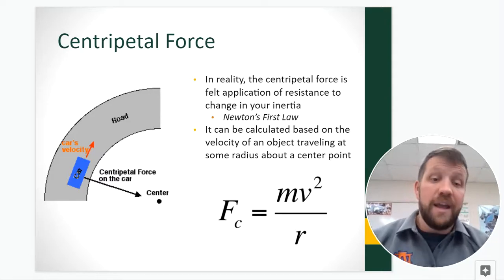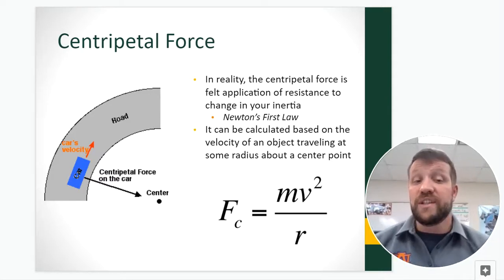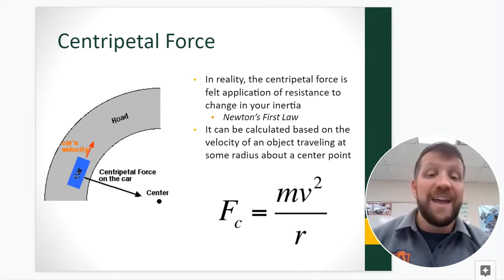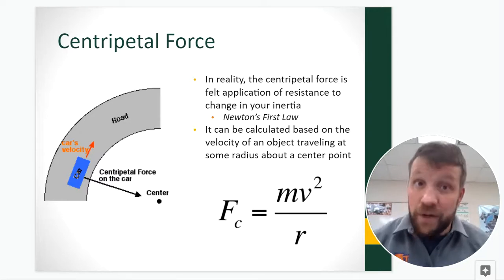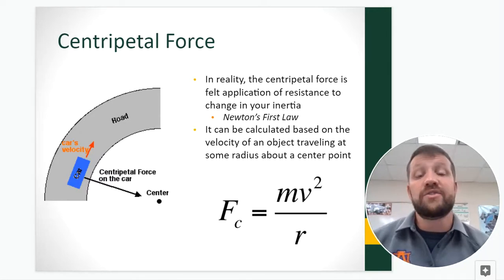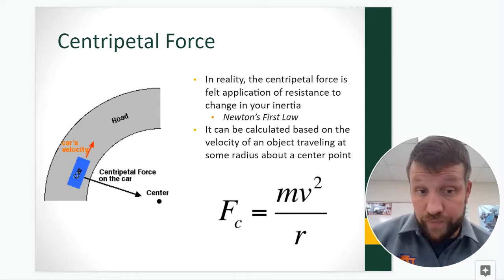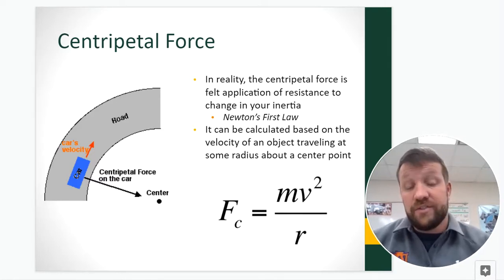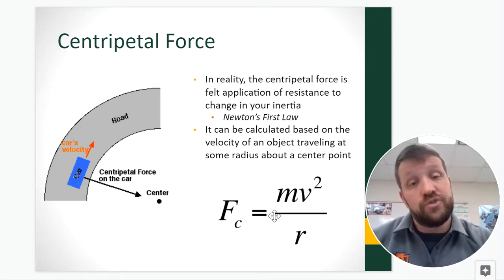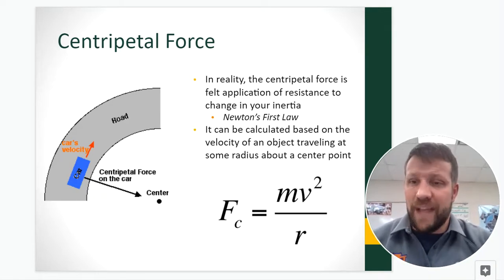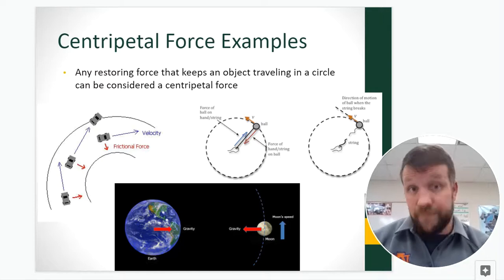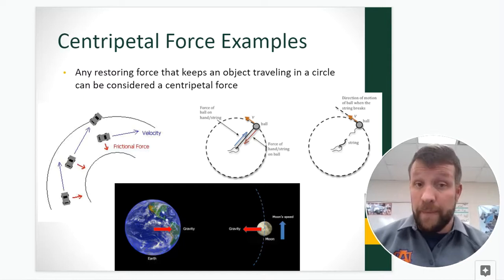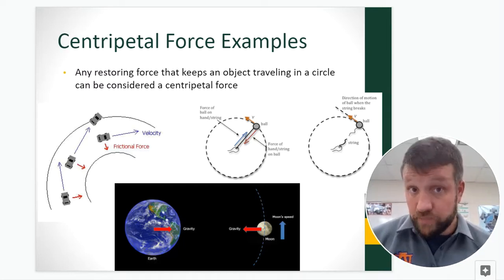So in reality, it's a felt application of resistance to change in your inertia. So the centripetal force, to say it one more time, is a felt application. It's an experienced application of resistance to change your inertia. It can be calculated based on the velocity of the object and the radius to the center point. And we've seen this a couple times now, so just to reiterate there. Now, some examples of this, okay? Any restoring force that keeps an object traveling in a circular path can be considered a centripetal force.